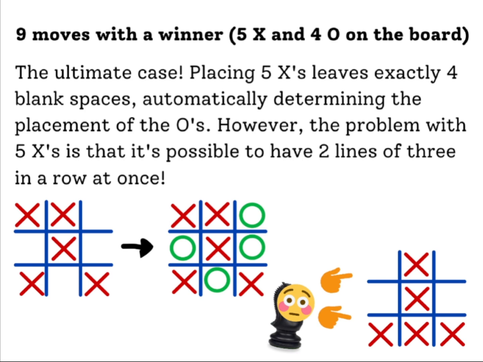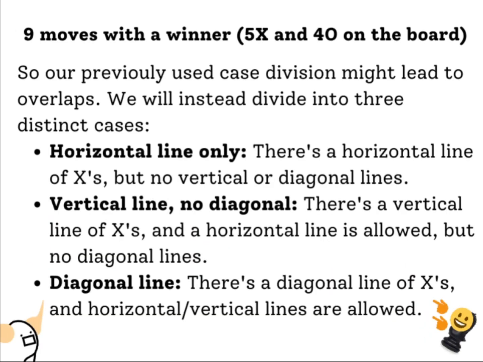9 moves with a winner, 5 x's and 4 o's on the board. The ultimate case. Placing 5 x's leaves exactly 4 blank spaces, automatically determining the placement of the O's. However, the problem with 5 x's is that it's possible to have 2 lines of 3 in a row at once. So our previously used case division might lead to overlaps. We will instead divide into 3 distinct cases. Horizontal line only. There's a horizontal line of x's, but no vertical or diagonal lines. Vertical line, no diagonal. There's a vertical line of x's, and a horizontal line is allowed, but no diagonal lines. Diagonal line, there's a diagonal line of x's, and horizontal/vertical lines are allowed.